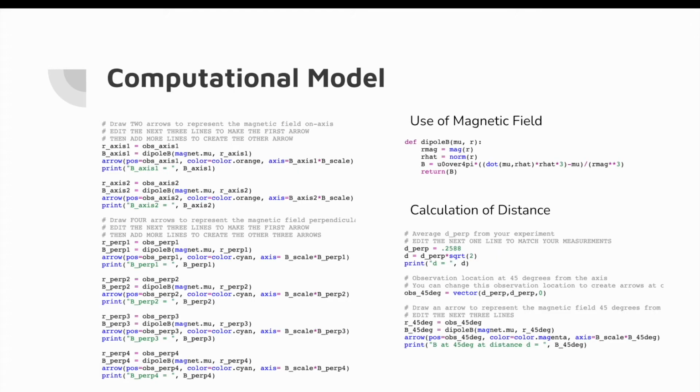And so here's some parts of the computational model. On the left side, you can see how we created arrows and axes in order to show the magnetic field both perpendicular to the bar magnet and parallel to the bar magnet. On the right side, you can see how we implemented the same magnetic field equation from before. And at the end of the code, we use the perpendicular distance, the point at which we find 100 microteslas, and we use that to calculate our magnetic field.